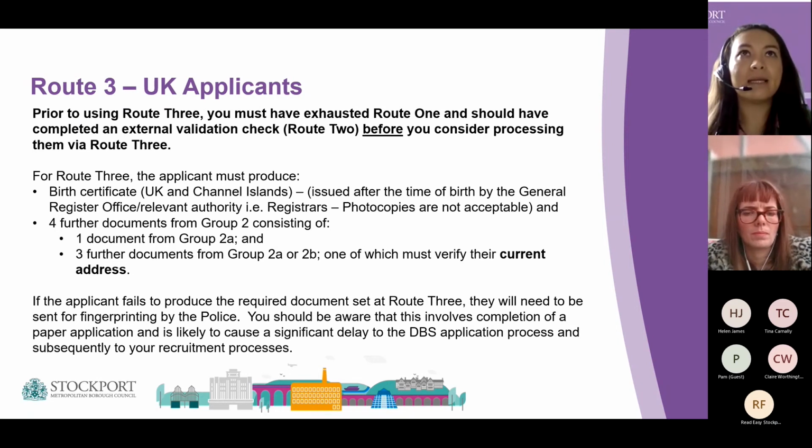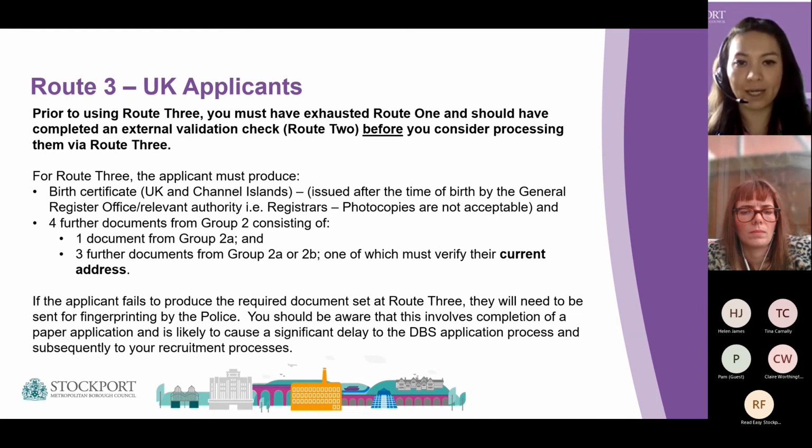So route 3 it can be a bit difficult because they have to supply a lot of documents. So route 3, they need to have exhausted route 1 and route 2. So they have to have failed that external ID check. So route 3, they must provide a birth certificate. So that's that reissued birth certificate, which, as I said, they can apply for one through the Gov website. And then they need to supply 4 further documents from group 2, consisting of 1 document from group 2A, and then 3 further documents from either group 2A or 2B, where one of them must show their current address.